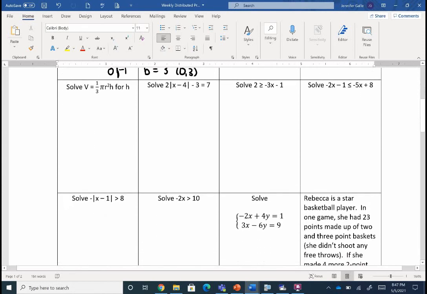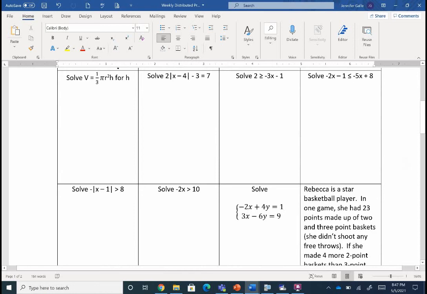First question in the second row. We need to solve that equation for h. We want to get h by itself. The first step I would do, what's going to be simplest to do, is take care of the fraction first. We're multiplying by 1/3 on the right, so to undo multiplying by a fraction, we would divide by a fraction. Dividing by a fraction is the same as multiplying by its reciprocal. So I'm going to multiply both sides of that equation by 3.